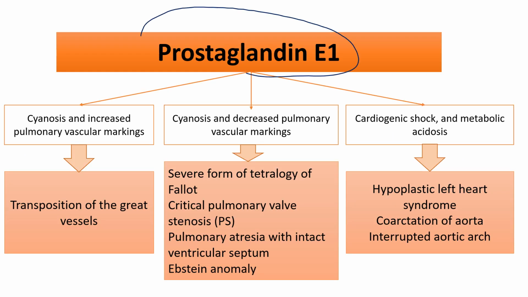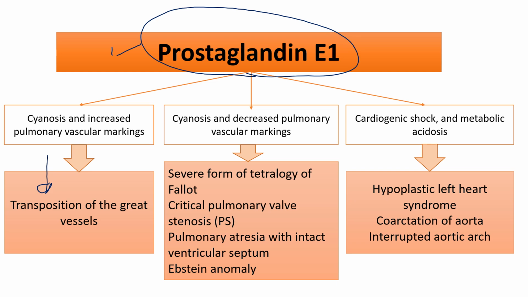When do we need to give prostaglandin? We have to keep this clear in our mind. If you have a newborn presenting with severe cyanosis, increased pulmonary vascular markings, narrow mediastinum, poor response to 100% oxygen, this is a transposition of great arteries or vessels. The next step is to give prostaglandin.